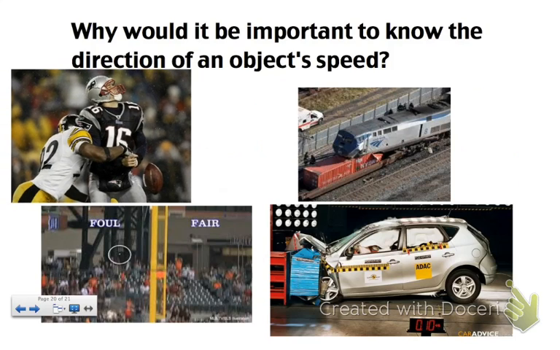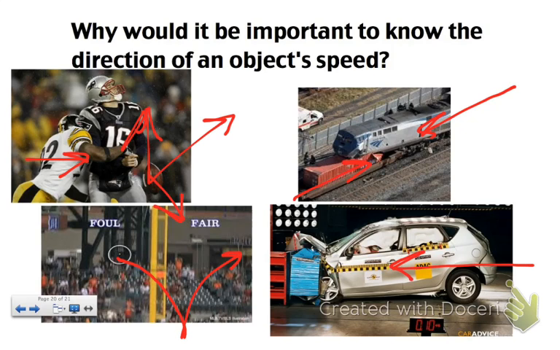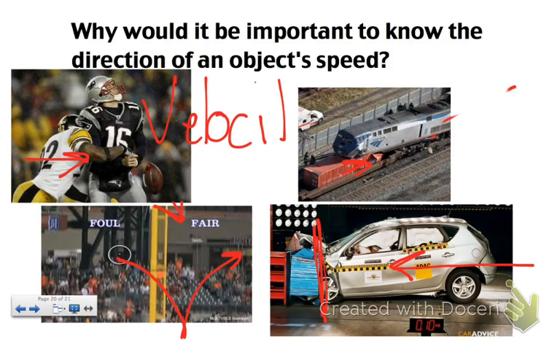Well, in football we see that quite often. Direction matters. Wherever the football goes, down, left, or right, tells us the difference between a touchdown and a touchback, or a safety. We see it with trains. You have to know which direction you're traveling, backwards and forwards. In baseball, that's the difference between a foul ball and a fair ball. In cars, that's the difference between a safe drive and a car crash. So as you can see, velocity is important. The big thing to remember is that velocity is directional. Very important to remember that.